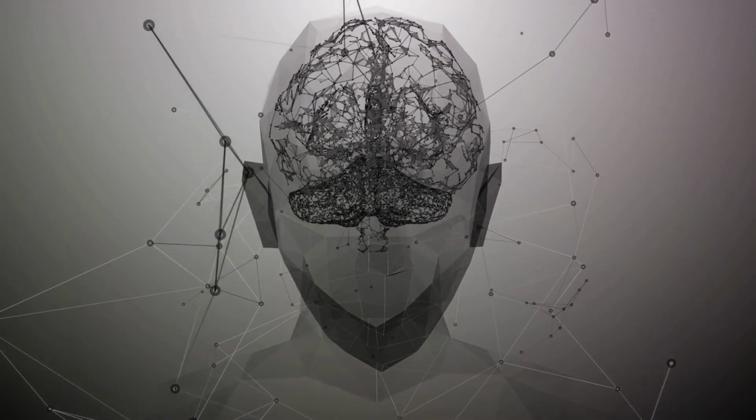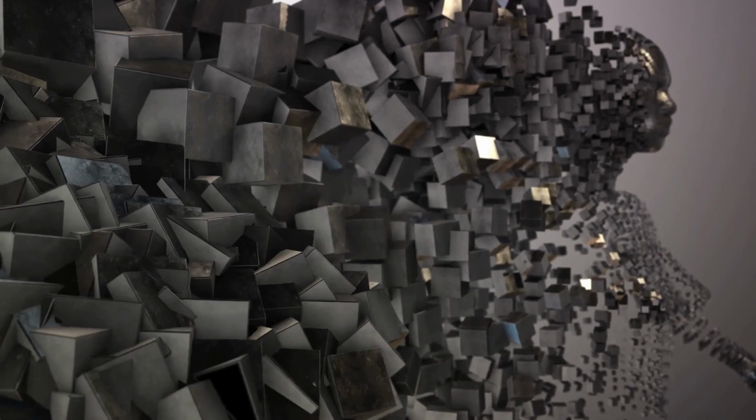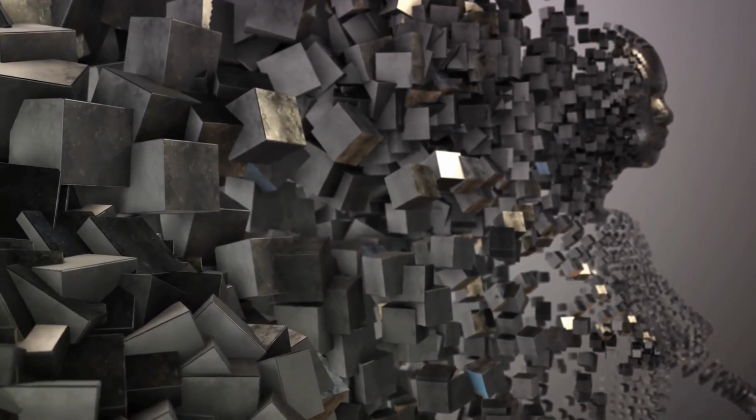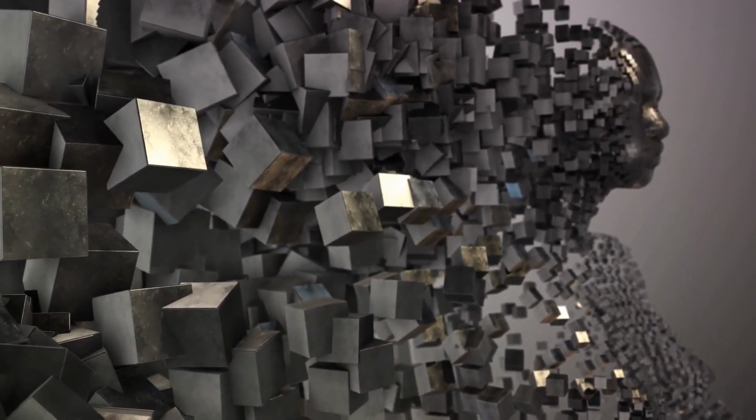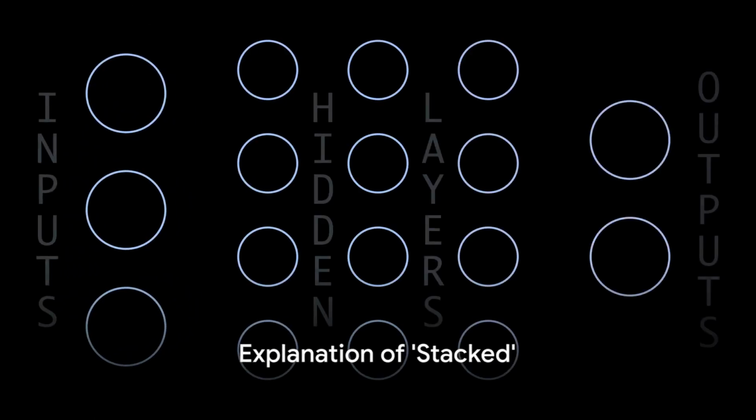It's an artificial neural network, a kind of model inspired by how our brains work. It's designed to capture the most important features or patterns in the data without being explicitly told what to look for. But what makes it stacked?